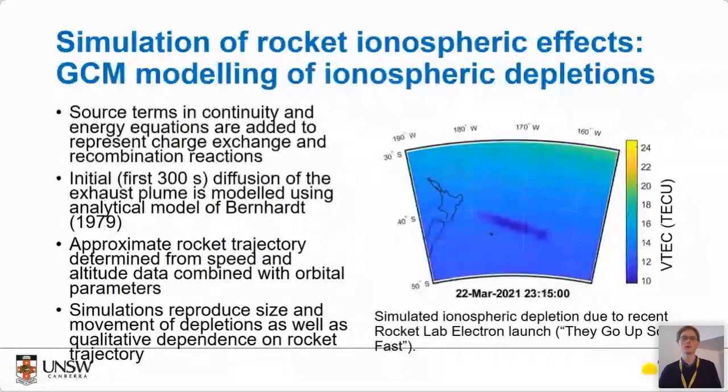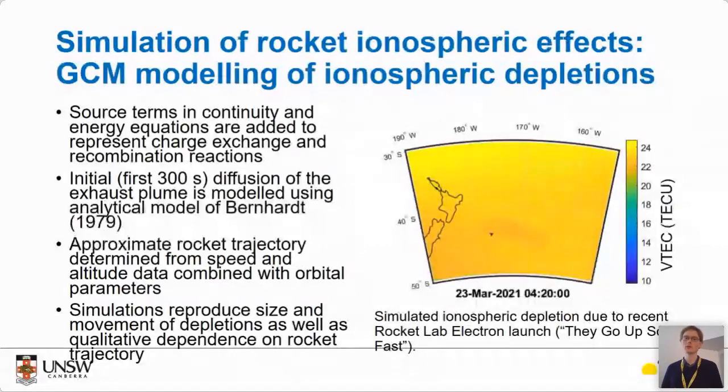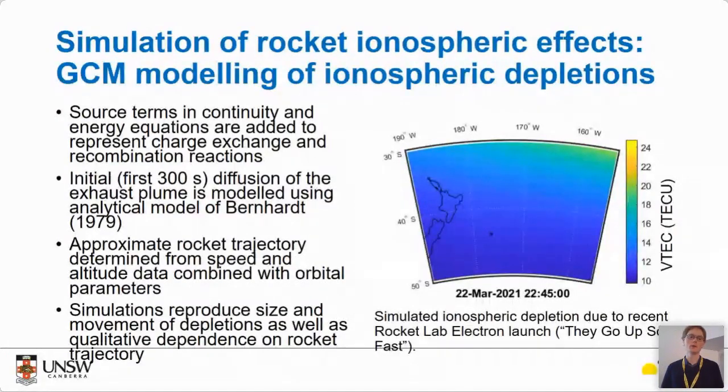Sorry, just including the animation. This allows me to reproduce the depletions, an example shown on the right of this slide, for a recent launch of an Electron rocket by Rocket Lab from New Zealand. Sorry, the animation's not looping. I find that this approach reproduces the size and movement of depletions relatively well, as well as the qualitative dependence of the depletion on rocket trajectory.